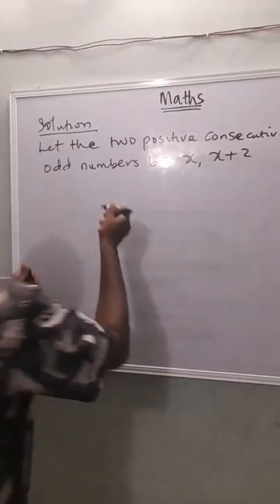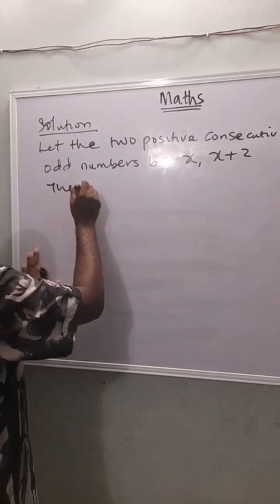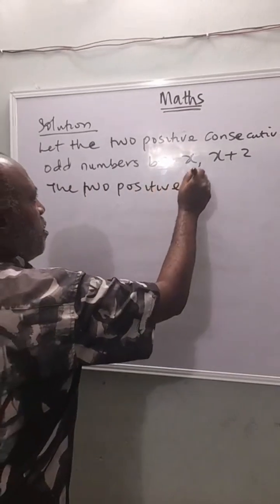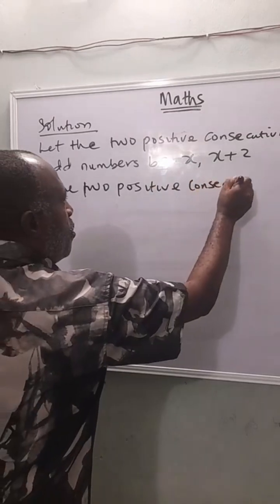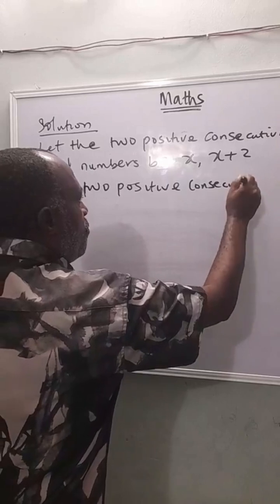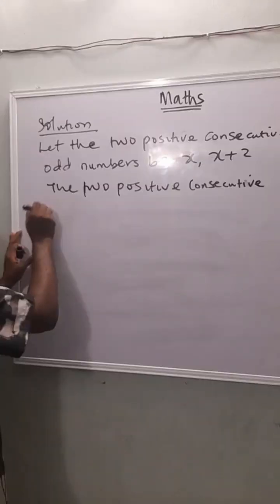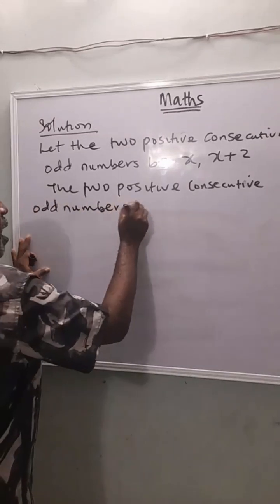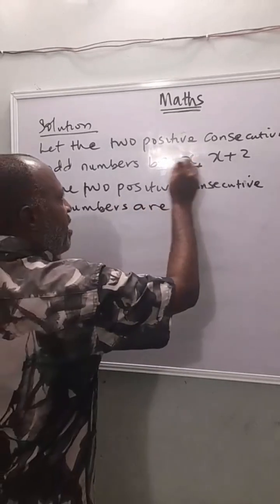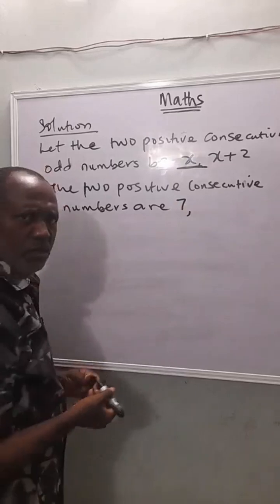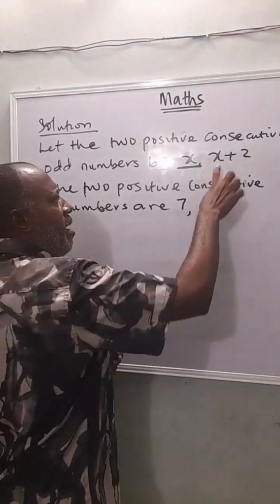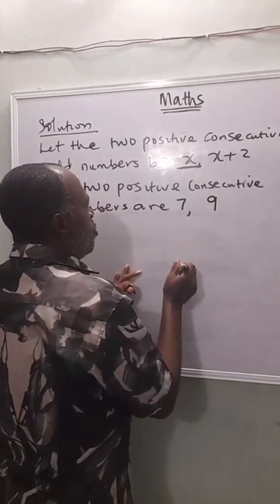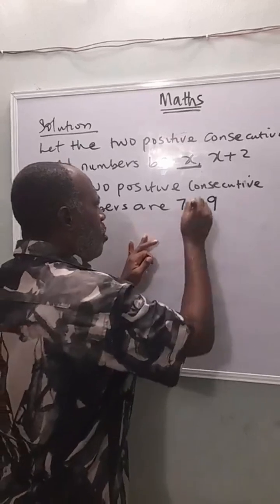So we can say the two positive consecutive odd numbers are, because here is x, we just got x as 7. Because here is x plus 2, it becomes 7 plus 2, which is what? 9. So the numbers are 7 and what?